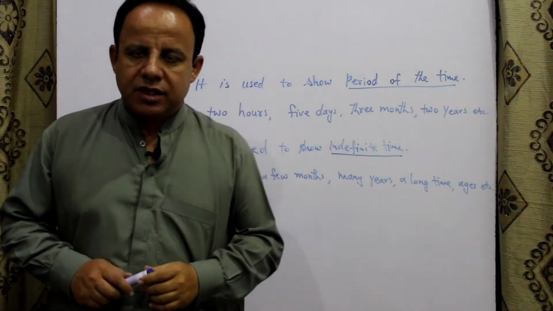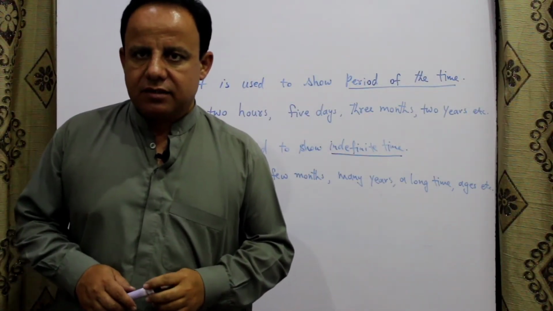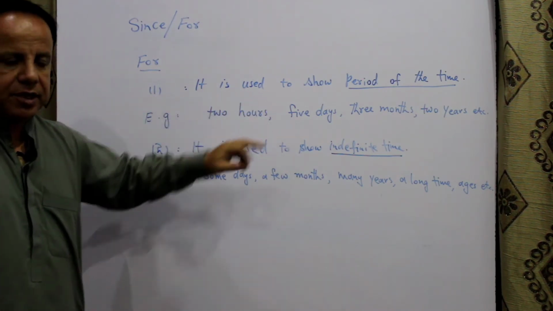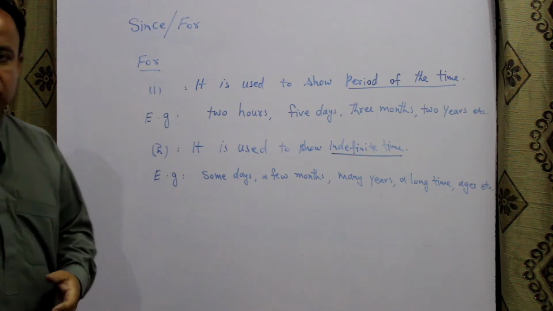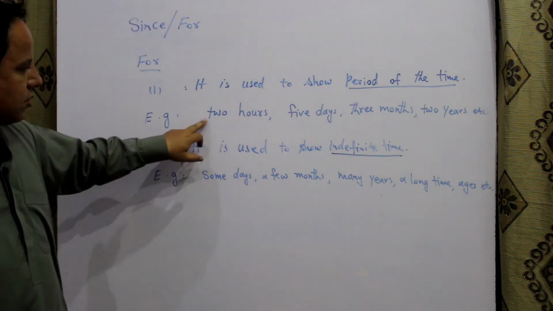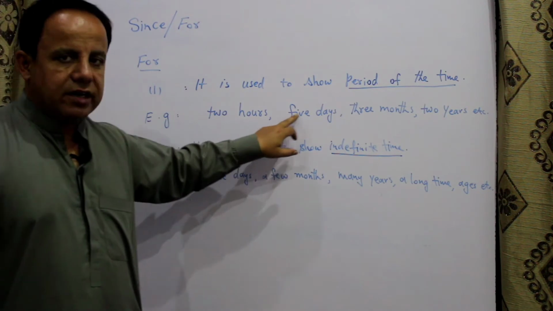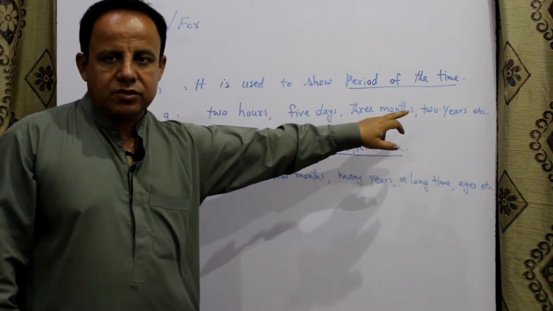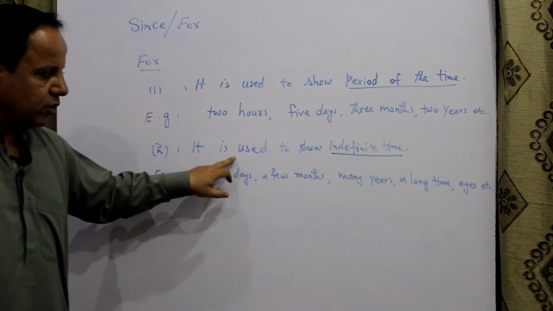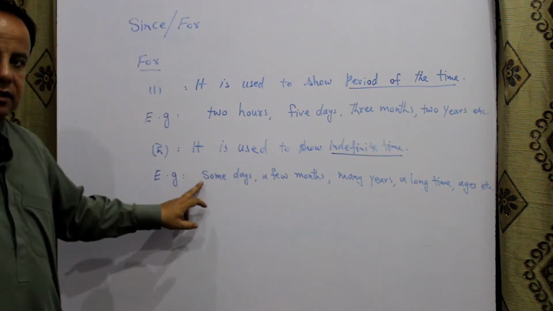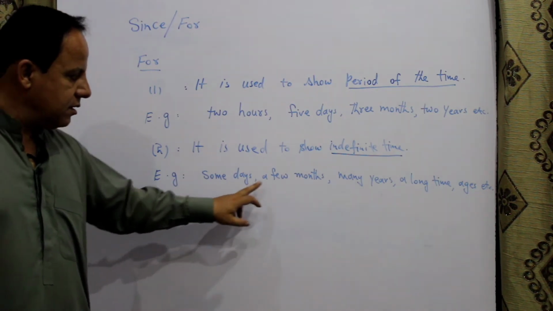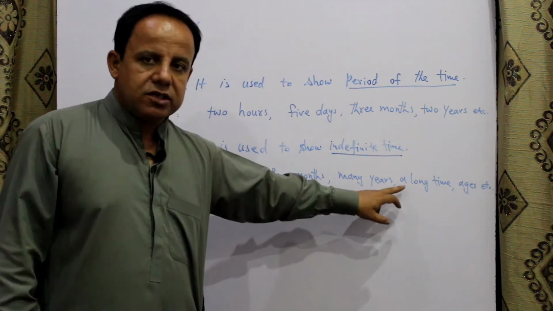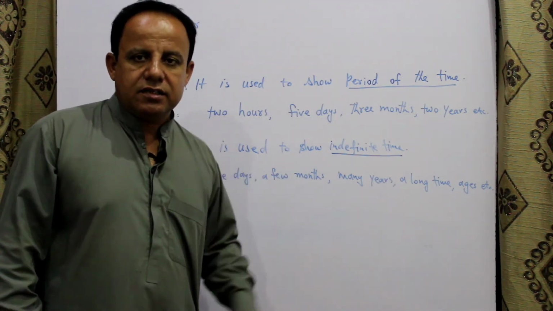The next preposition which is used to show the time is for. For is used to show a period of time. Period of time means like 3 hours, 4 days, 3 months, etc. For 2 hours, for 5 days, for 3 months, for 2 years, etc. It is also used to show indefinite time. Some examples: for some days, for a few months, for many years, for a long time, for ages.